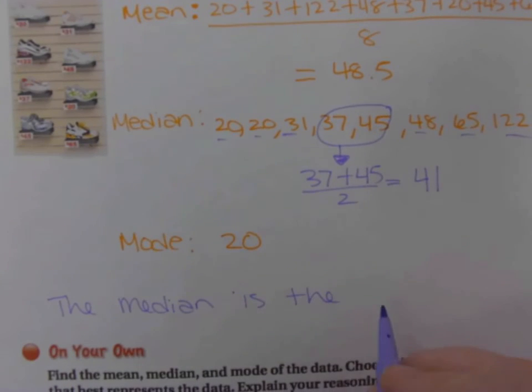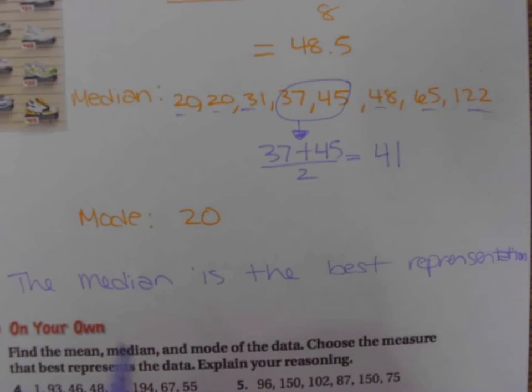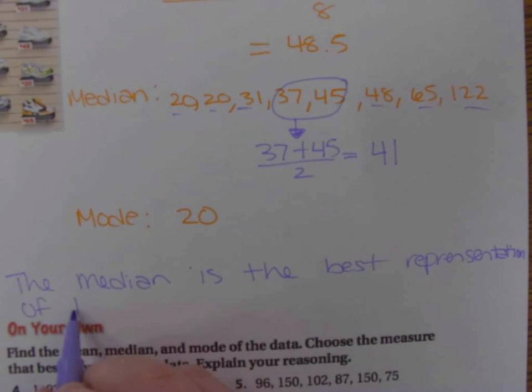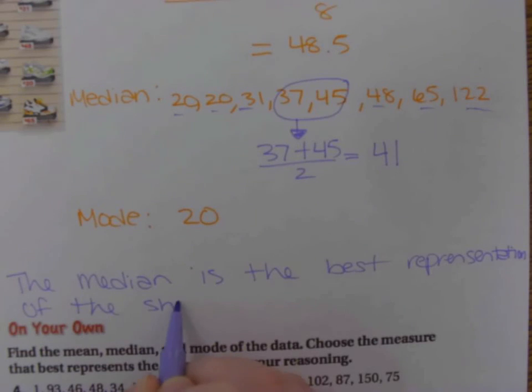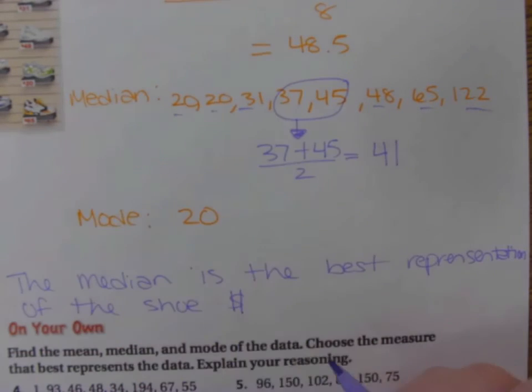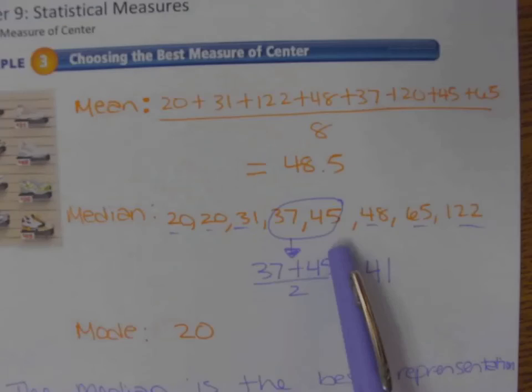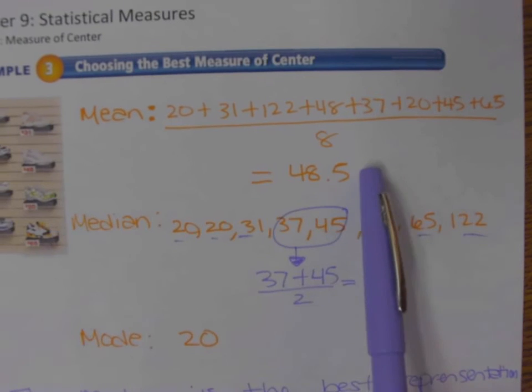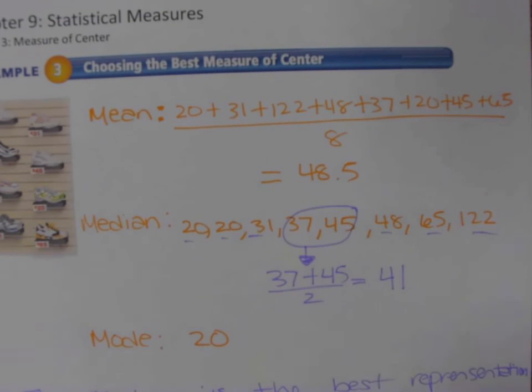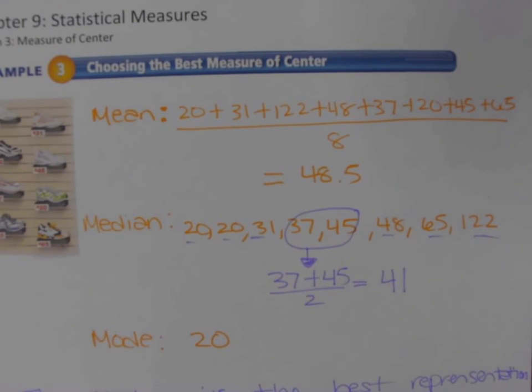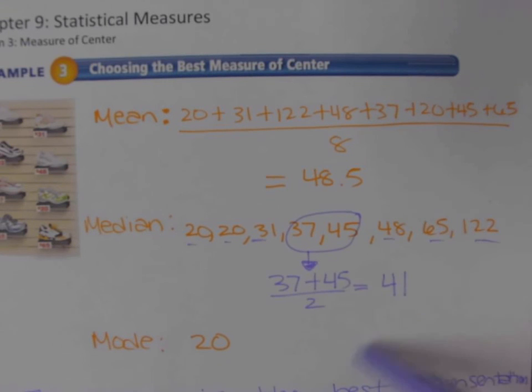So the median is the best representation of the shoe price. And again, this is because our mean was a little bit too big. It was really only close to about 2 of the prices, and then our mode was way too low. So that median is a good sweet spot, a good representation of what our data would actually be.